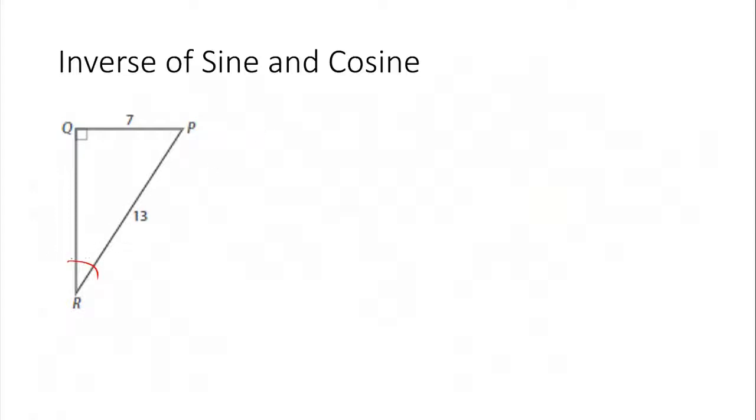Now, 7 is given, and that seems to be on the opposite side of our vertex R. And then our hypotenuse ends up being 13. So we're using opposite over hypotenuse, so that is sine. All right, so let's see. We can do sine of our reference angle R, which equals the opposite over hypotenuse, which is 7 over 13.